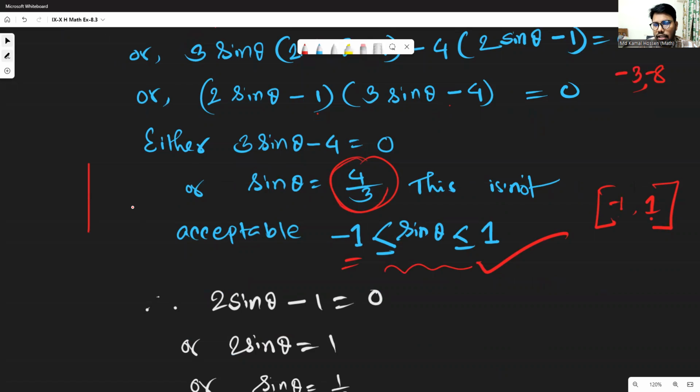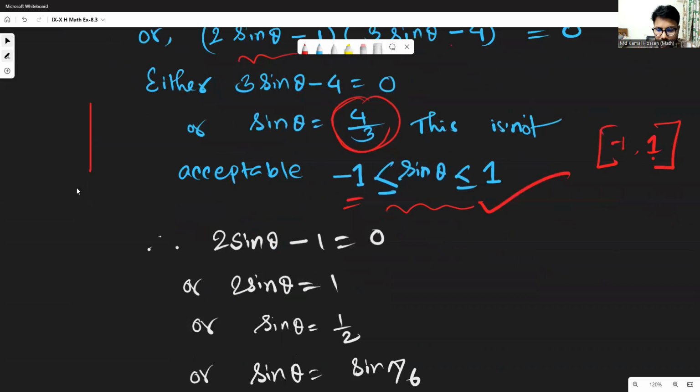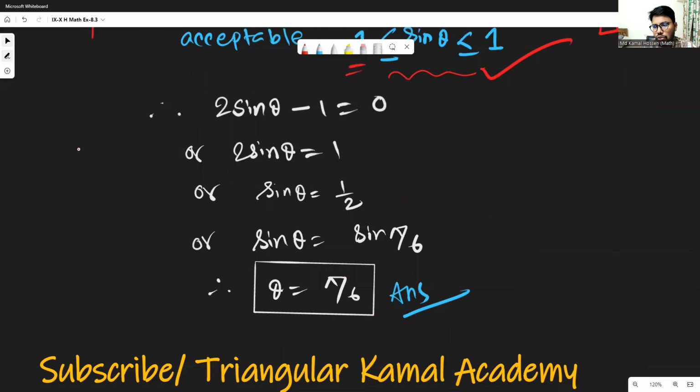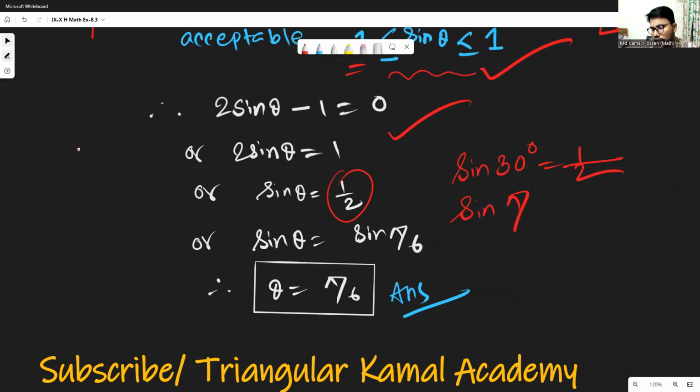So now there is another factor, 2 sin theta minus 1. So 2 sin theta minus 1 equals 0. This is half. Half means sin 30 degree. Sin 30 degree is equal to half. Sin 30 degree means in circular measure pi by 6 is equal to half. So we can write half means sin pi by 6.